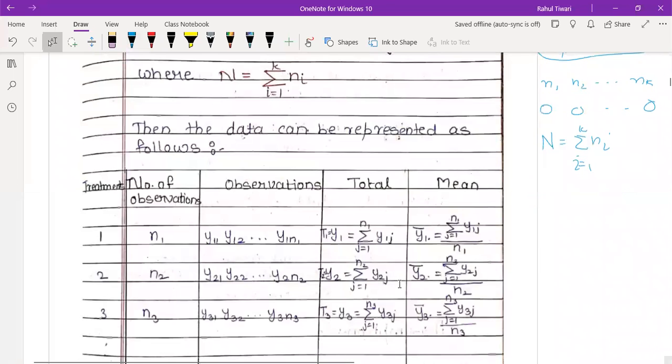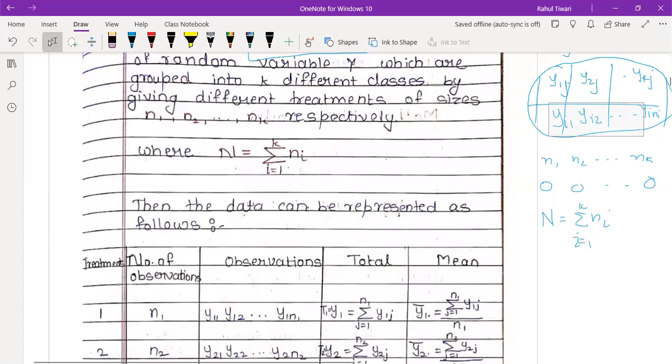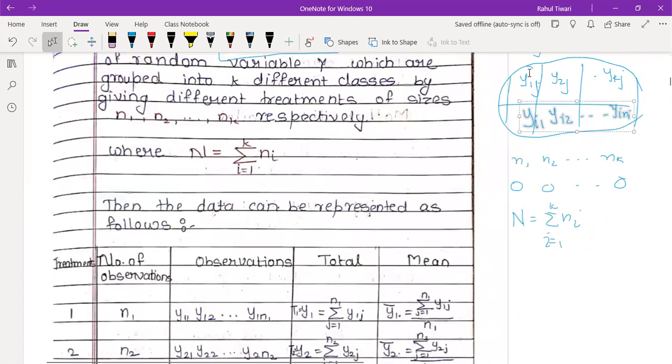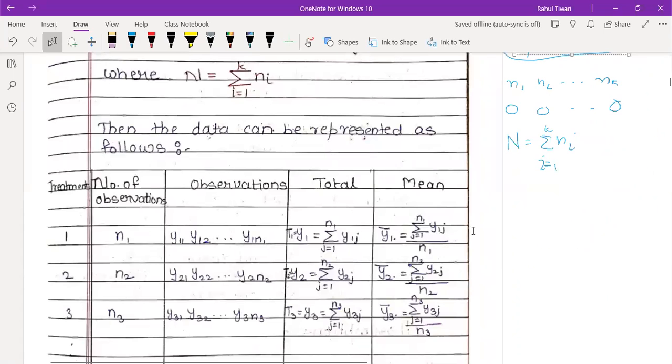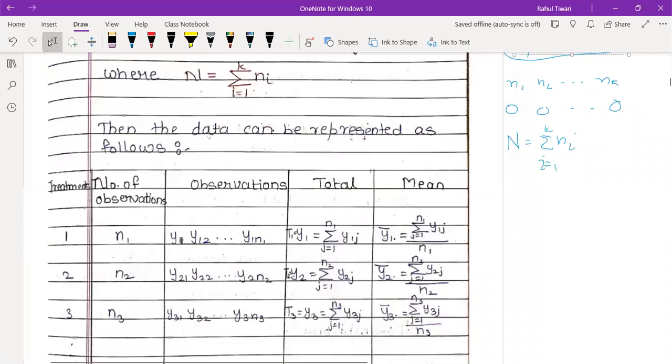Don't forget these two statements: i is running from 1 to k means we have k treatments, and j is running from 1 to ni means we have ni observations. Now look at how the data looks. I have observations n1, n2, nk. These observations are y11, y12, and so on y1n1. Instead of i, we use 1, 2, 3. Everywhere here 1 is fixed, here 2 is fixed, everywhere 3 is fixed.